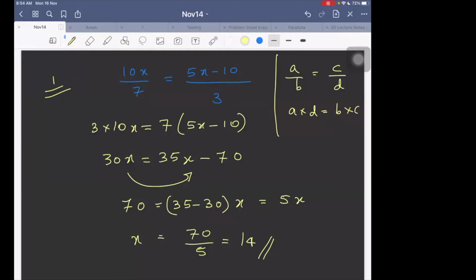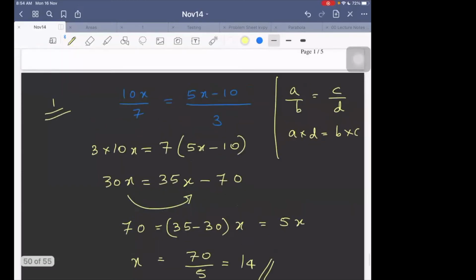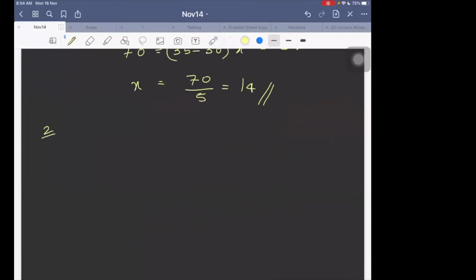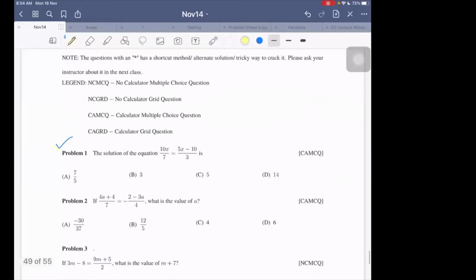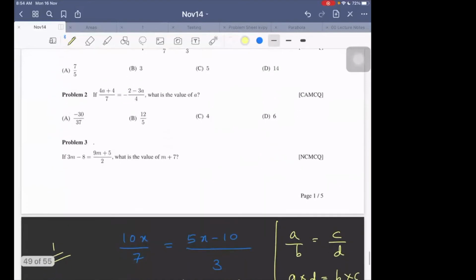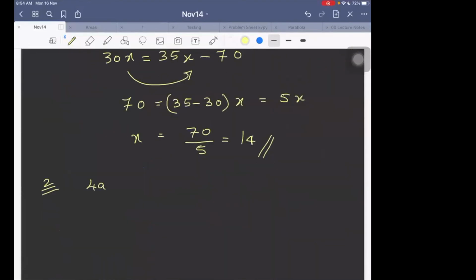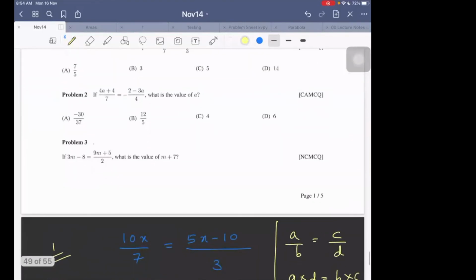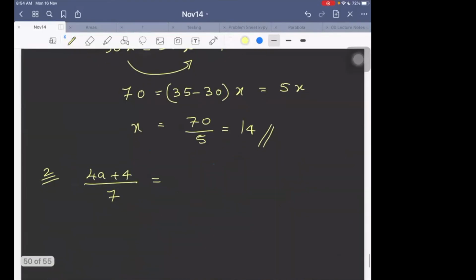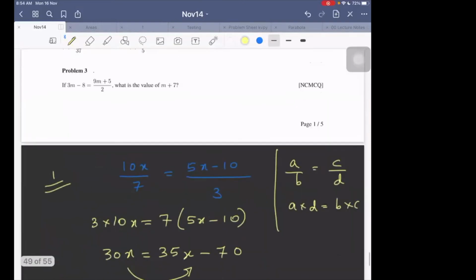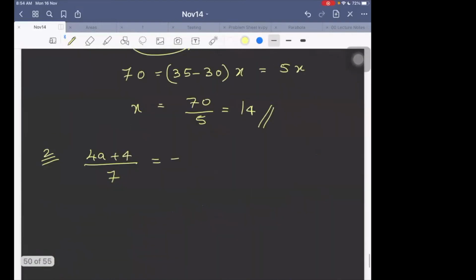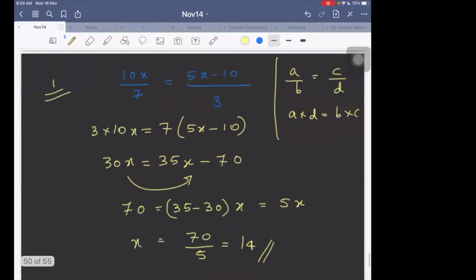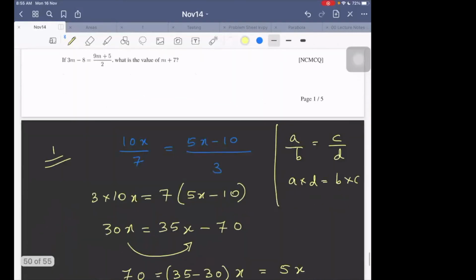Tell me this is all right. Okay. Question number 2. We have 4a plus 4 divided by 7 is equal to minus of 2 minus 3a divided by 4.